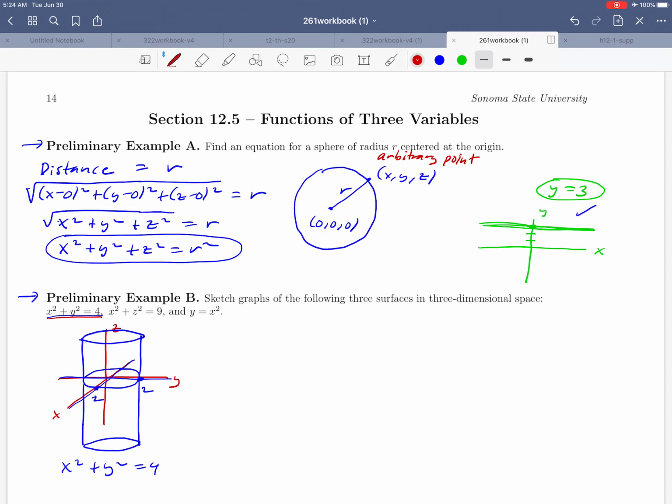Okay, let's move on to the next one. X squared plus z squared equals 9. What would that be the graph of? Okay, and again, I apologize. My drawing skills are not the greatest here.